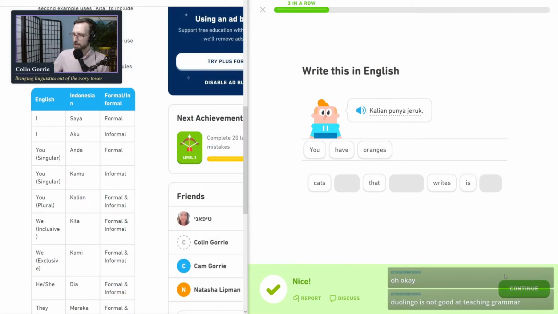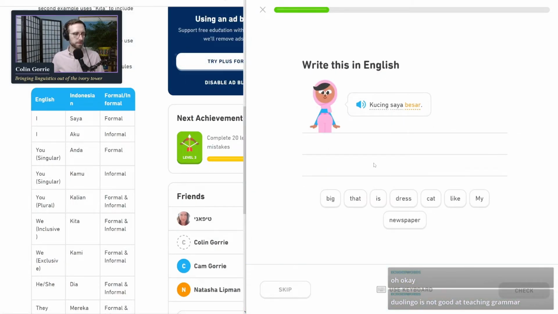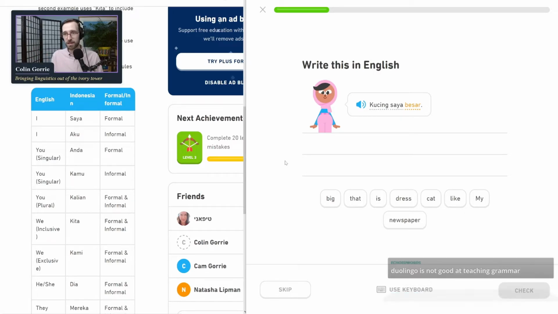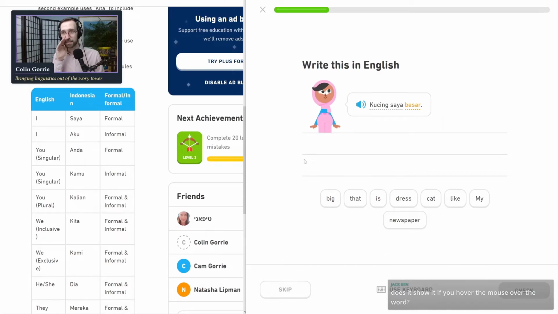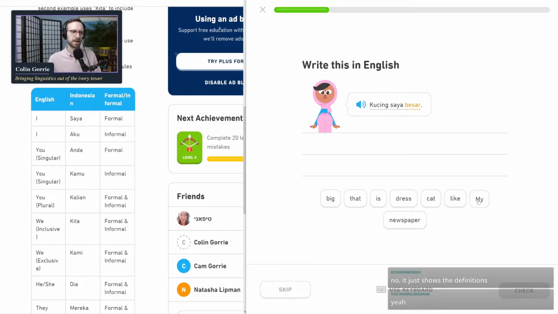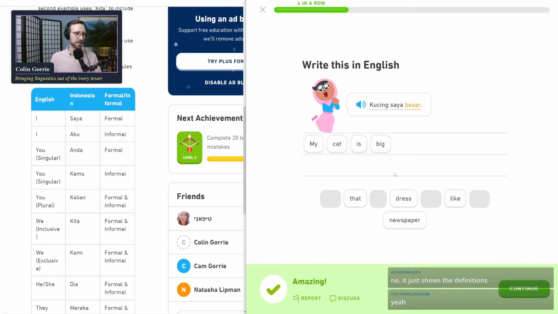Interesting. Okay. Kucing saya besar. I mean, I don't want to be too harsh. It's very hard to teach grammar. There's a large school of thought that believes that you shouldn't really be explicitly teaching grammar anyway, but we'll talk about that later. Let's see. Kucing saya besar. My cat is big. Kucing saya, cat my, cat me, cat I, my cat. Yes.